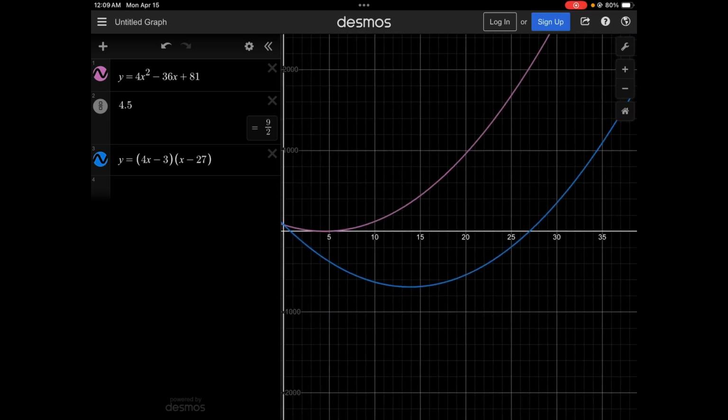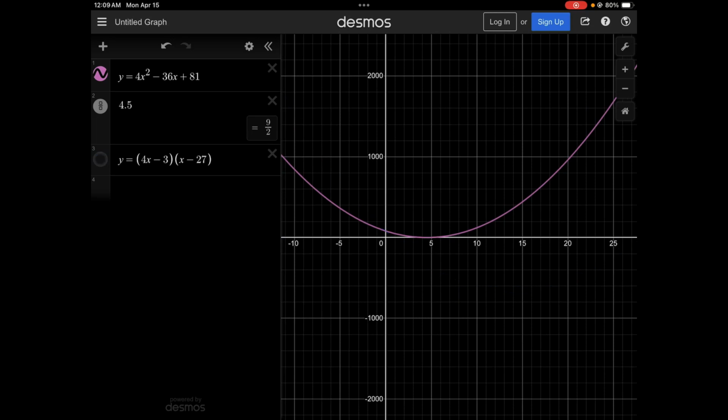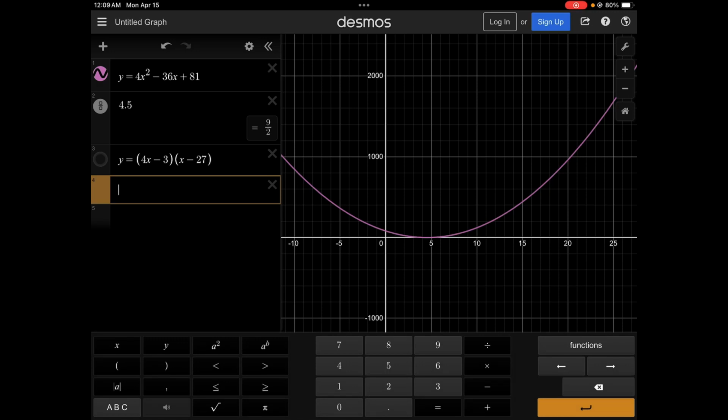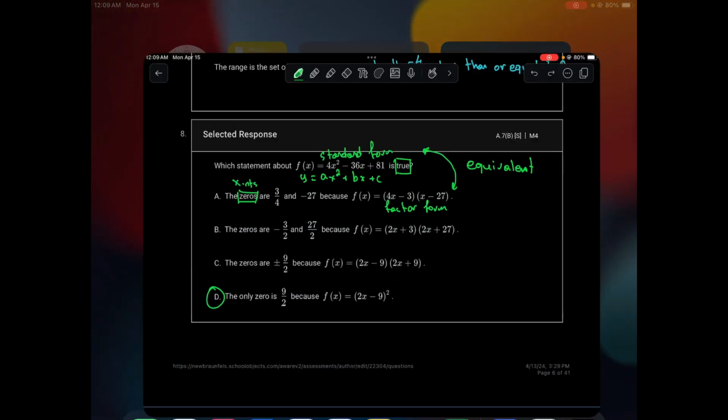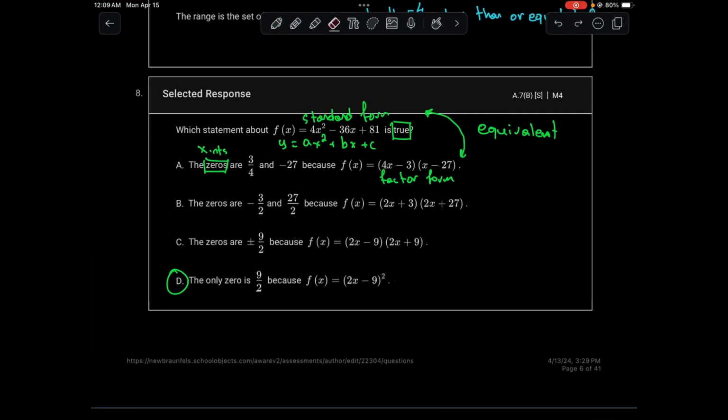Okay, it's definitely not it. Now let's put the last one that I have already figured out is the correct answer. Y equals (2x minus 9) squared, and looks like I get the exact same graph, and this is how I would find it if I hadn't realized that there was a way to narrow it down.